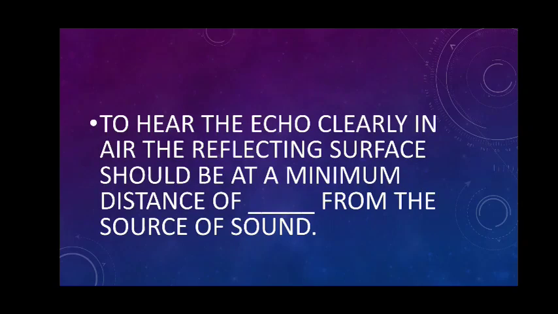Now the next is, to hear the echo clearly in air, the reflecting surface should be at a minimum distance of dash from the source of sound. So what should be the minimum distance between the reflecting surface and the source of sound? Very good, 16.5. In another book maybe you get 17 meter, but 16.5 or 17 meter is the correct answer. According to this book, the correct answer is 16.5.